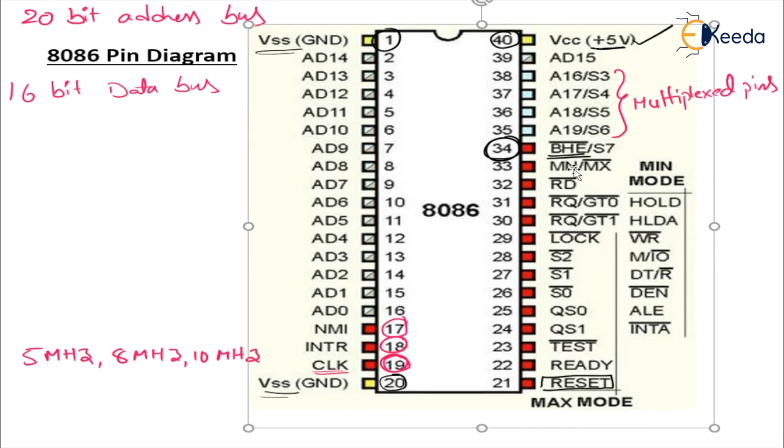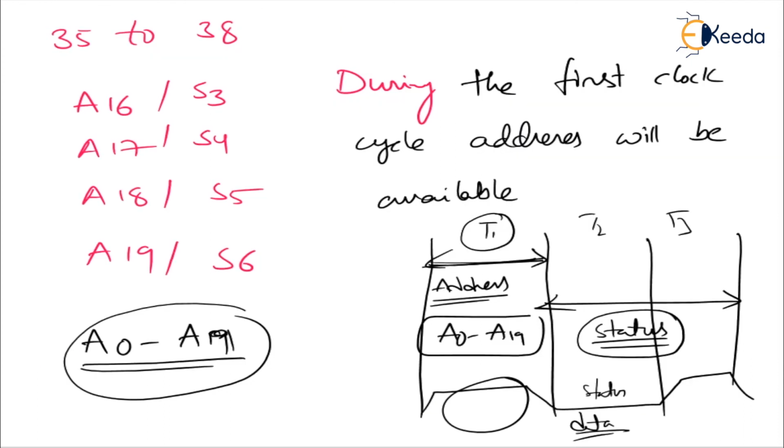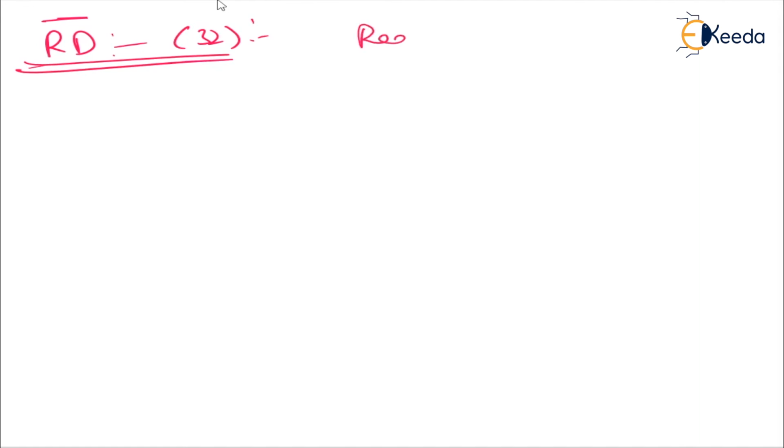Now coming to the next pin. What is pin number 32? RD bar. What is the pin number? Pin number is 32. So it is used to indicate read operation. It is used to perform the read operation.